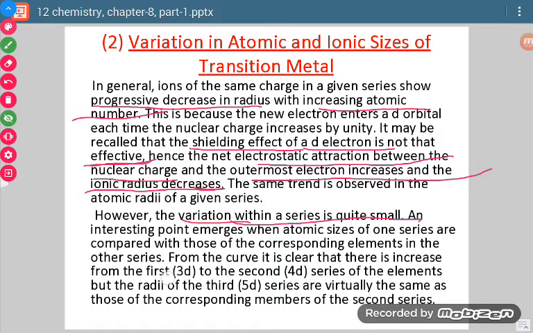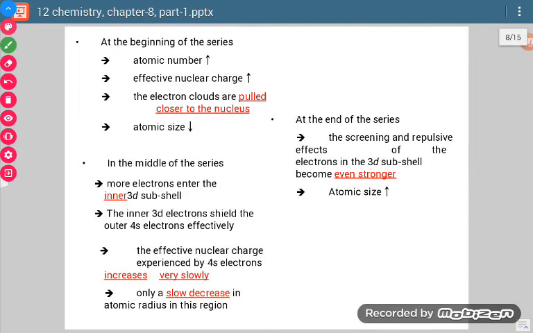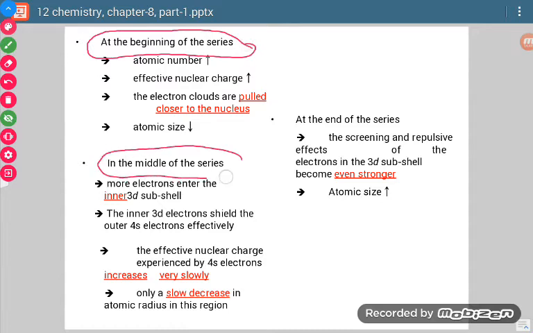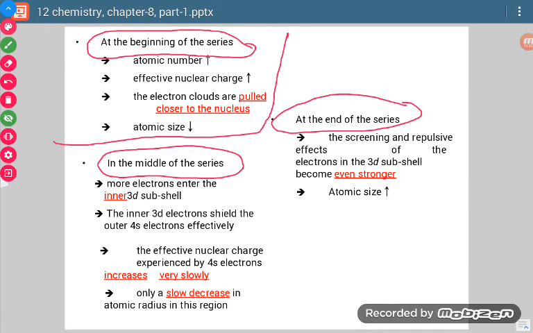Now we are going to compare the 3d, 4d and 5d series, and on the basis of that we will be discussing it. Whenever we move in a series from left to right, three types of changes we can observe. There is no regularity in the atomic and ionic size change. Three things we can observe: at the beginning of the series, in the middle of the series, and at the end of the series. Let us discuss first the beginning of the series.